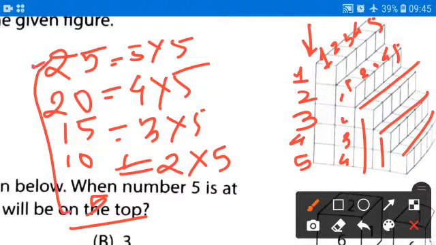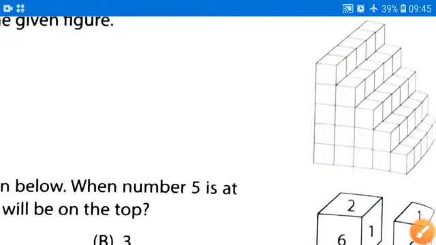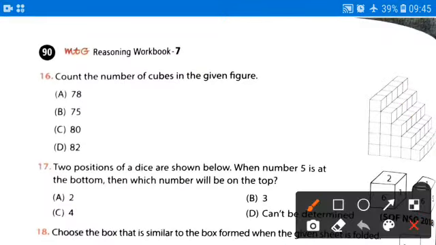25 plus 20, 45, and 45 plus 15, 60, and 60 plus 10, 70, 70 plus 5, 75 cubes are there in the given figure. So option B is the correct answer for the given question.